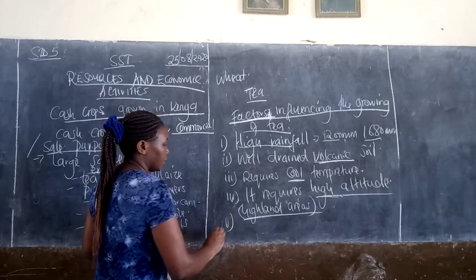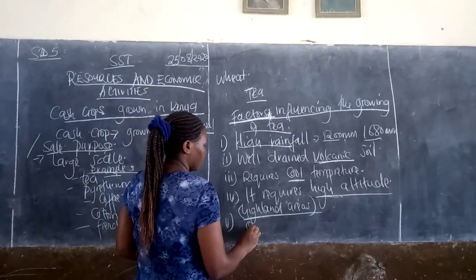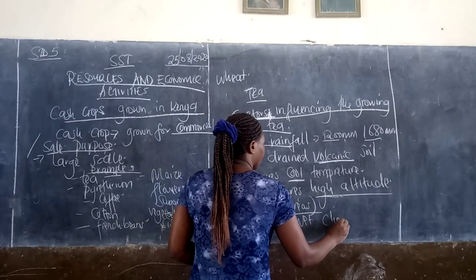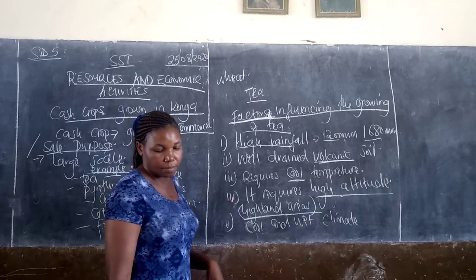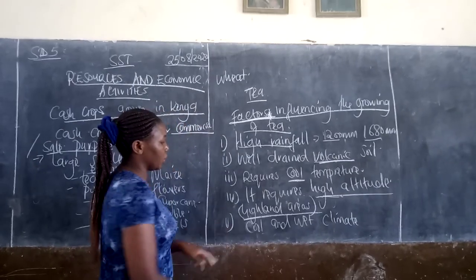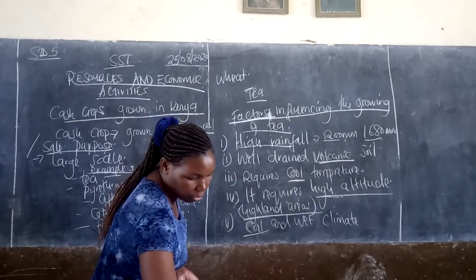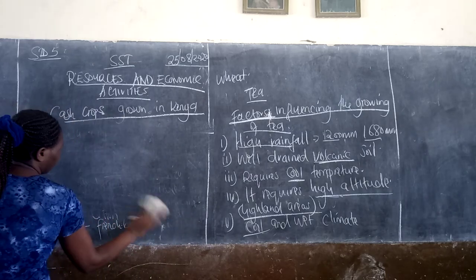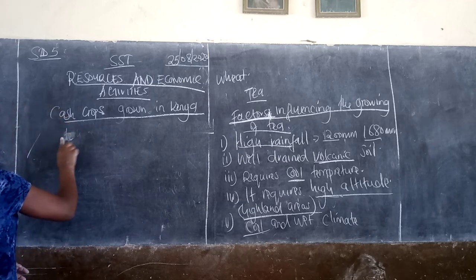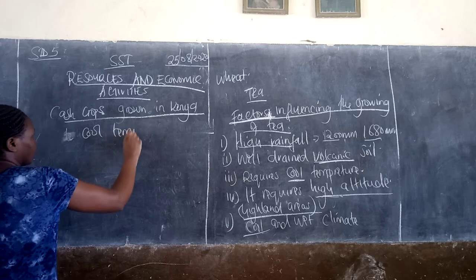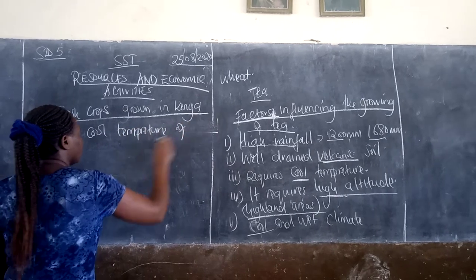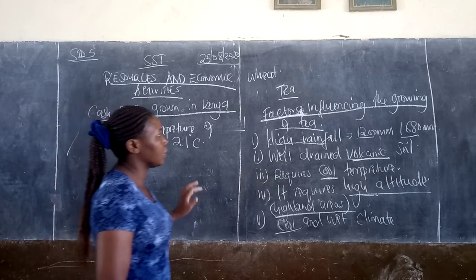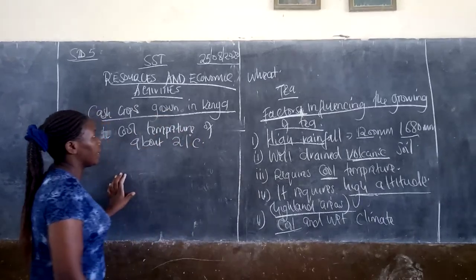Also, what I'm forgetting is that we need a suitable cool and wet climate. Cool and wet climate is also required. And when I'm talking about cool climate, I'm talking about a temperature of about 21 degrees Celsius. So those are factors influencing the growing of tea in a particular area.